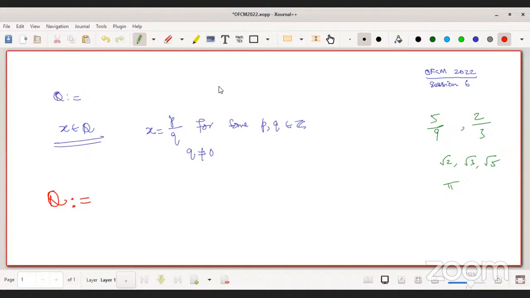So that means we are talking about numbers coming from real numbers. Some real numbers are rational, some real numbers are not rational. So when I'm defining, I will say that those real numbers X which are of the form P by Q, these are my rational numbers.